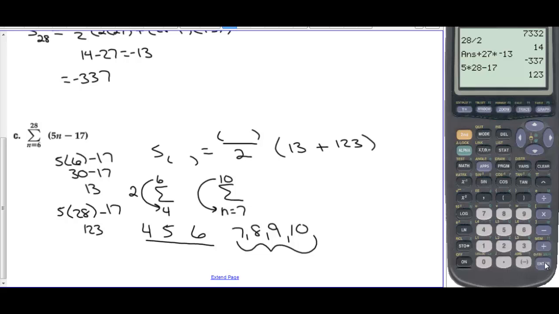So if we're going to go from 6 to 28, we can take 28 minus 6, that's 22, but there's not 22 terms, there's actually 23 terms. So we're finding the sum of 23 terms. So we take 23 divided by 2 times 13 plus 123. And the sum is actually 1,564.